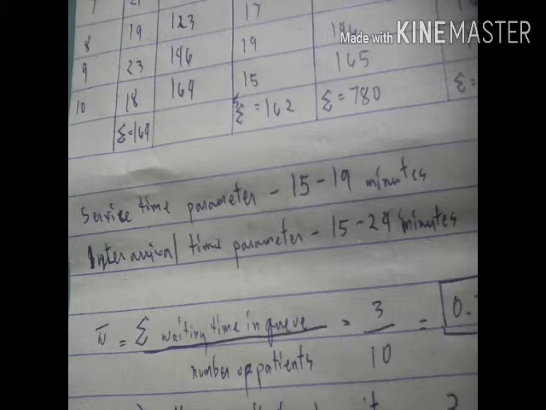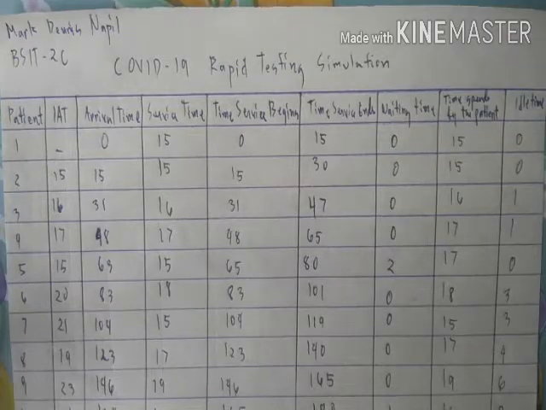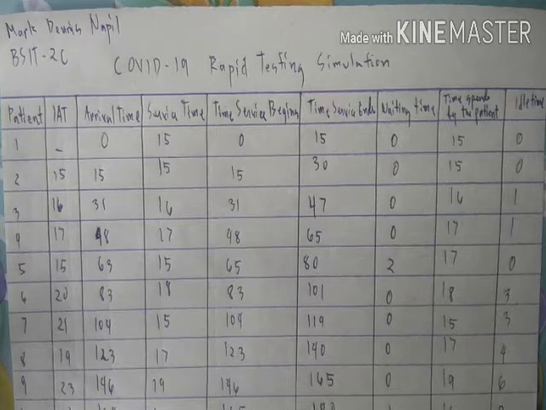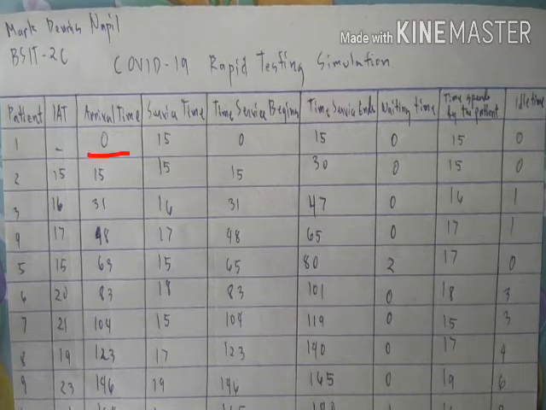The inter-arrival parameter is 15 to 24 minutes. The early arrival of the patient is 15 minutes after the last arrival, and 24 minutes is the late arrival of the patient. So the arrival time of patient 1 is of course 0.